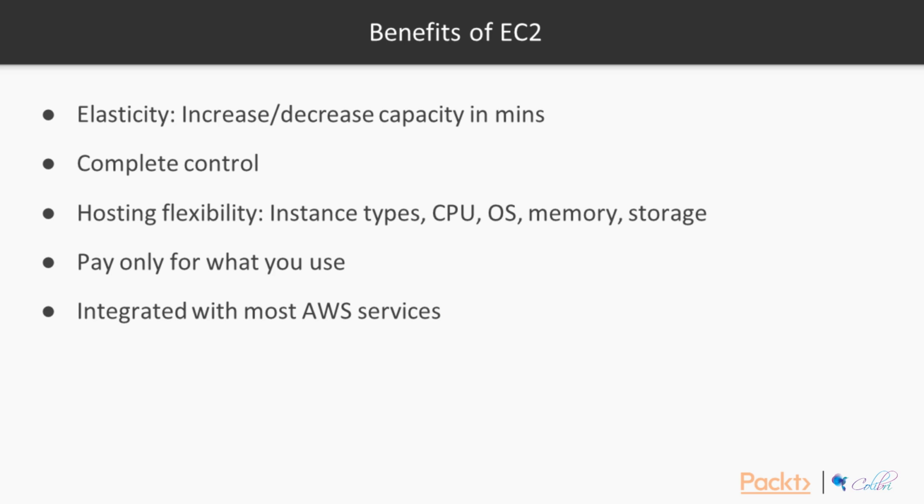Hosting flexibility, you can decide which instance types you want, how many CPUs you need, what kind of OS you want to install, memory and storage. You pay only for what you use. We will discuss pricing plans a bit later in this section. It's integrated with most AWS services, for example, S3, RDS, DynamoDB. You can just communicate with most of the AWS services using EC2.